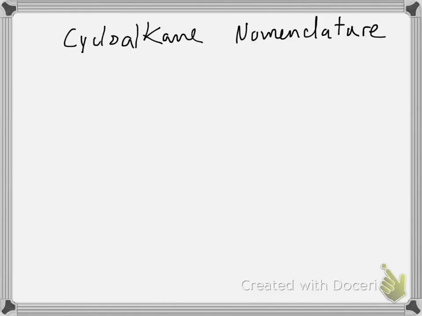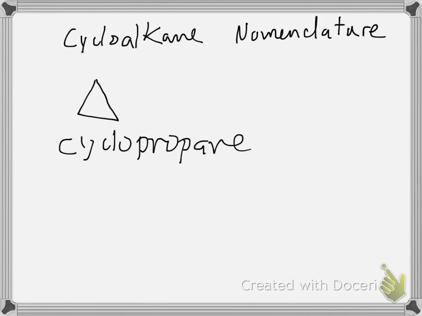Let's look at a few basics of cycloalkane nomenclature. So the nomenclature for cycloalkanes is very similar to the nomenclature for acyclic alkanes. So for instance, this molecule would be cyclopropane, and this molecule would be cyclohexane.